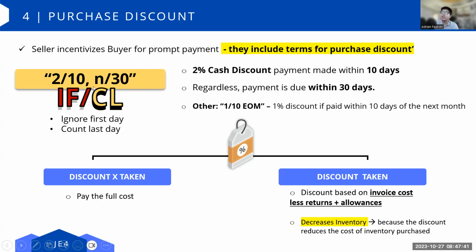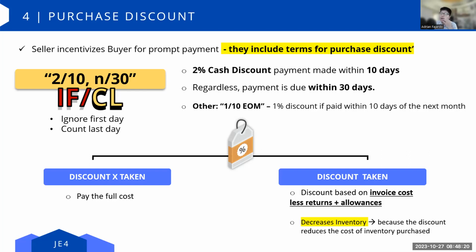And then, some things to take note when you're counting, IFCL. Ignore first day, count last day. So, January 1, 2/10, n/30. If I pay my debt, I'll get a 2% discount within 10 days. IFCL. Ignore first day, count last day. So, from January, I'll start with January 2, 3, 4, 5, 6, 7, 8, 9, 10, 11. January 11. So, meaning, if nagbayad ako ng January 11 or earlier, I'll get a 2% discount. If January 12, I won't get the discount.